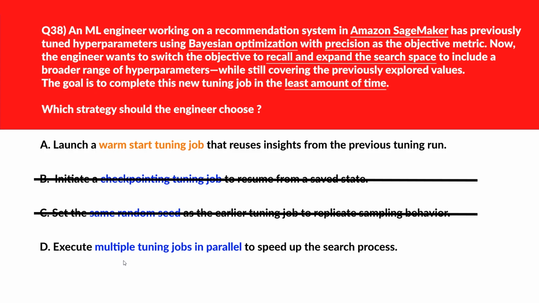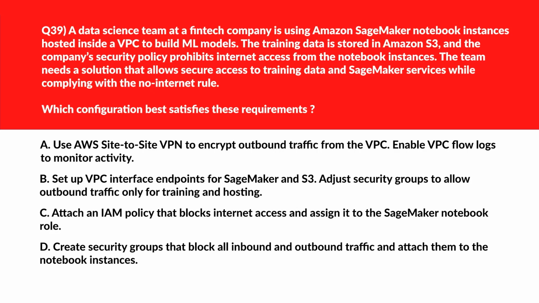This is execute multiple tuning jobs in parallel to speed up the search process. Parallel jobs increase throughput but don't reuse prior tuning insights, leading to redundant exploration. Let's delete this. We'll lock option A as the right answer. Alright, now let's look at this question. This is all about SageMaker service while complying with no internet rule.